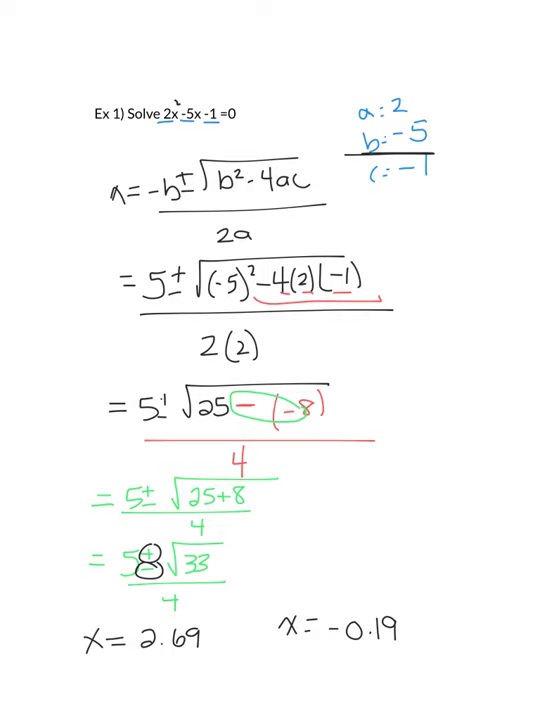What these solutions mean is, I'm going to have a graph. I know it's a parabola because the equation is 2x squared minus 5x minus 1. And I know that this parabola is going to cross my x-axis at 2.69 and negative 0.19. So those are my two roots, or my two solutions.